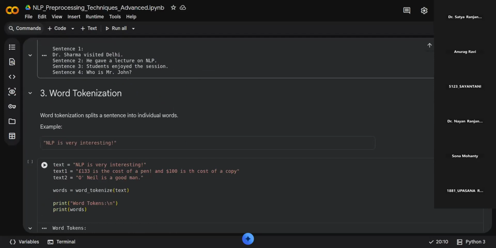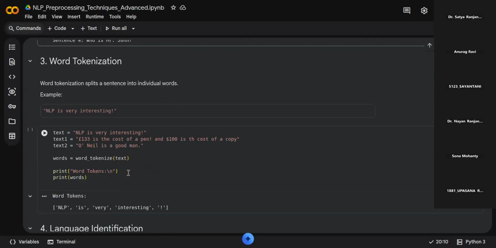So for word tokenization, again we have word_tokenize. So you call that word_tokenize, pass the text, it will return the list of words, and you just print them. So let's say first text, NLP is very interesting, there is an exclamation mark here. Okay, and I'm passing the text. So when you run it, you'll see NLP, then is, then very, interesting, and this exclamation mark also acts as another token. Okay, and I've already told you there is a problem. Okay, so let's see what the problem is.